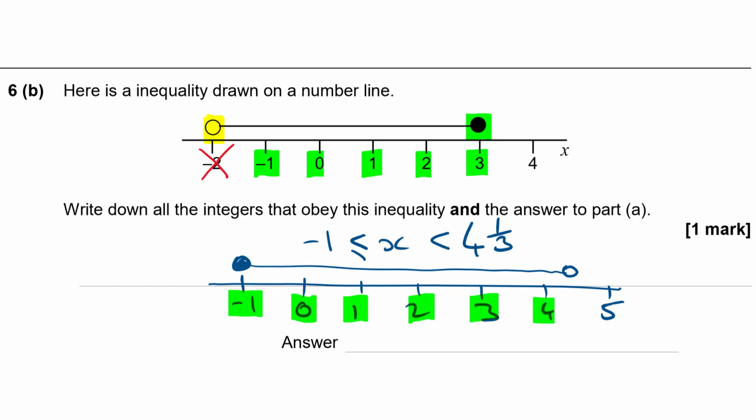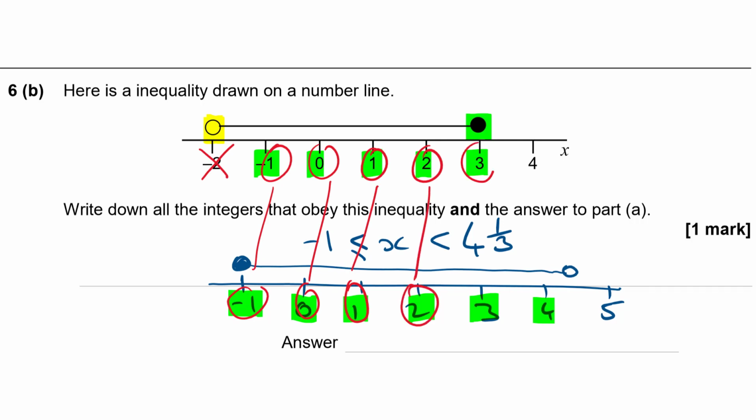Okay, so what is the same on both of those then? Write down the integers that obey the inequality and the answer in part A. Which ones are on both? Well, minus 1 is on both, 0 is on both, 1 is on both, 2 is on both, and 3 is on both. 4 is not on both. 4 is just on my answer for part A, but not on my answer for part B. So what are the integer values that obey both inequalities? I'm just going to write those answers down then. Minus 1, 0, 1, 2 and 3.